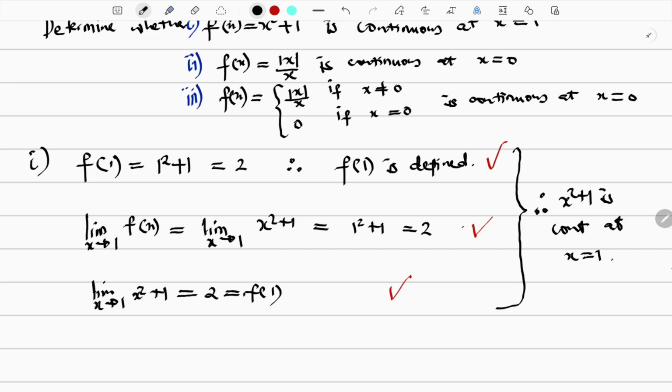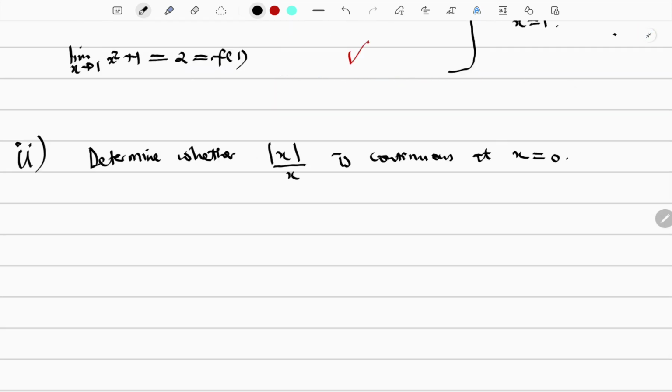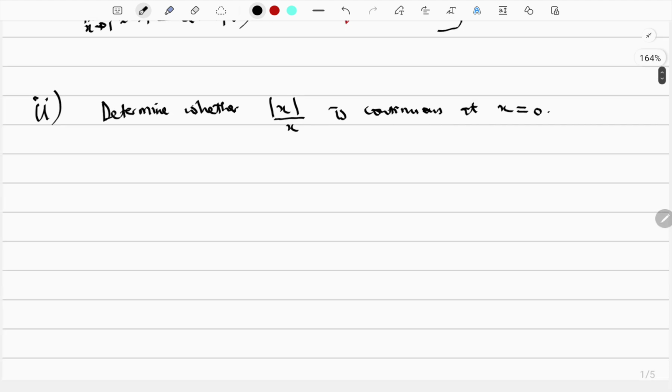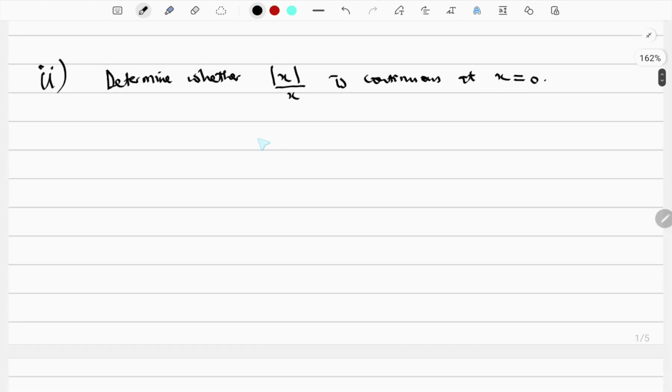Right, let's now move to the next example, which is modulus of x over x. We want to determine whether modulus of x over x is continuous at x equal to 0. Okay, so for this one, we generally know that the graph for modulus of x over x should look like this.